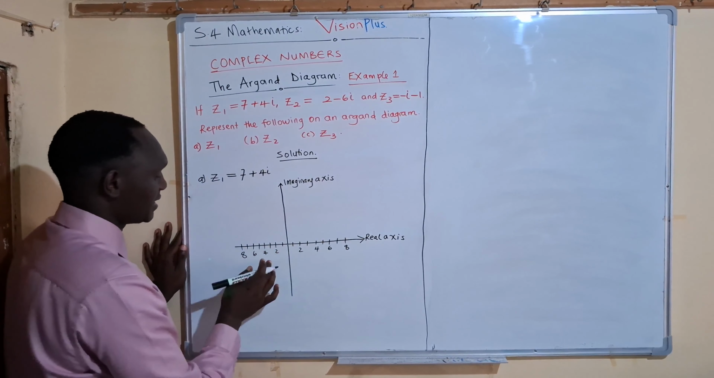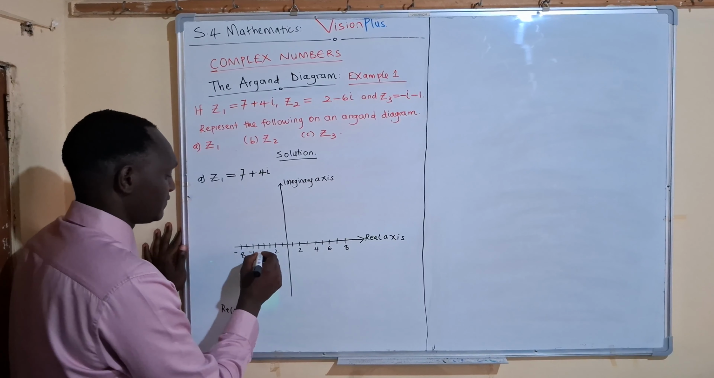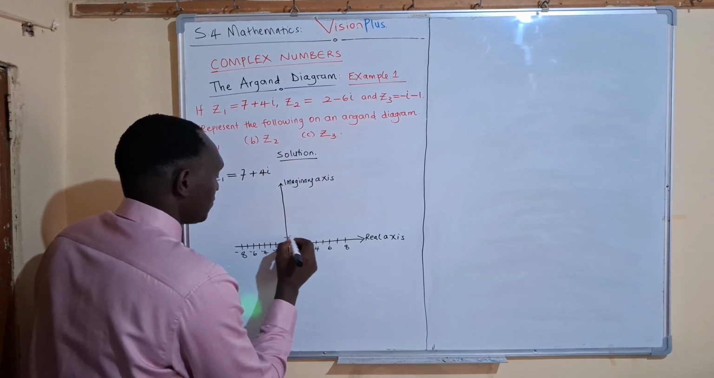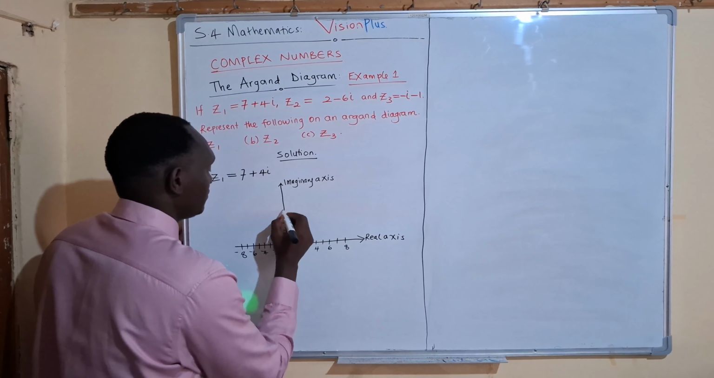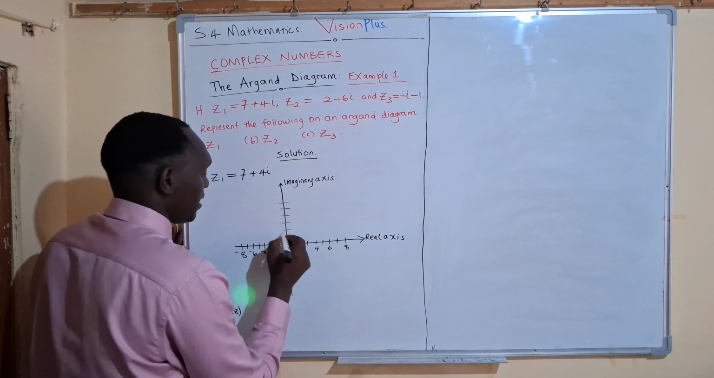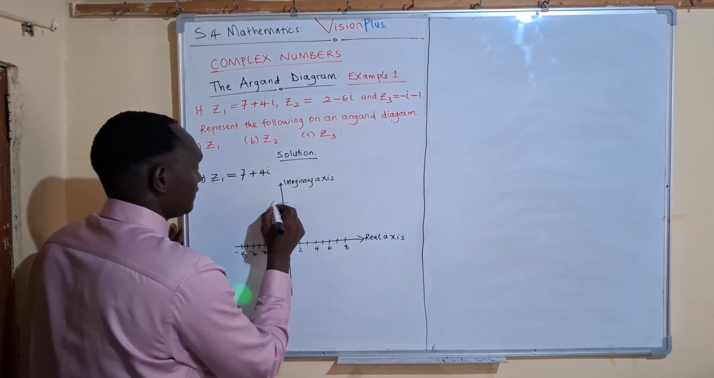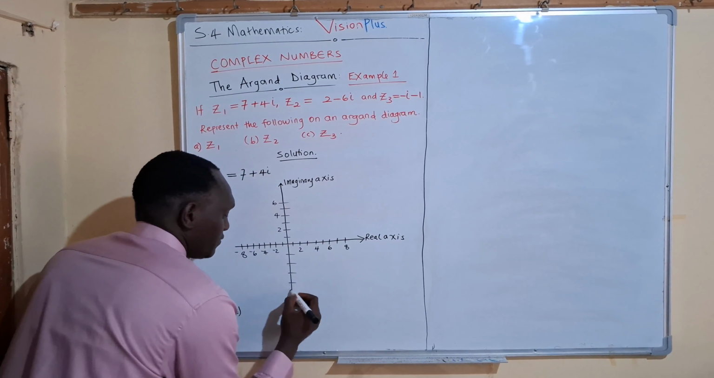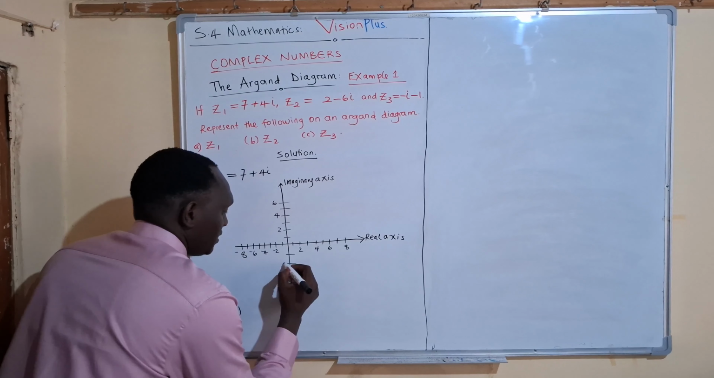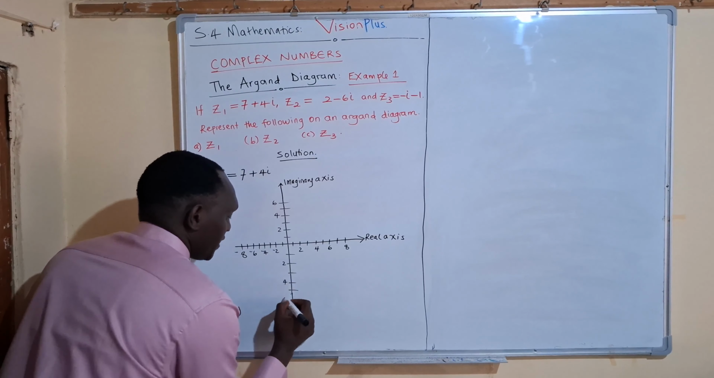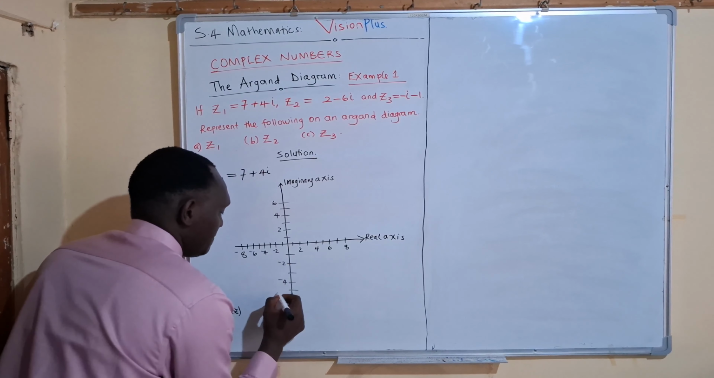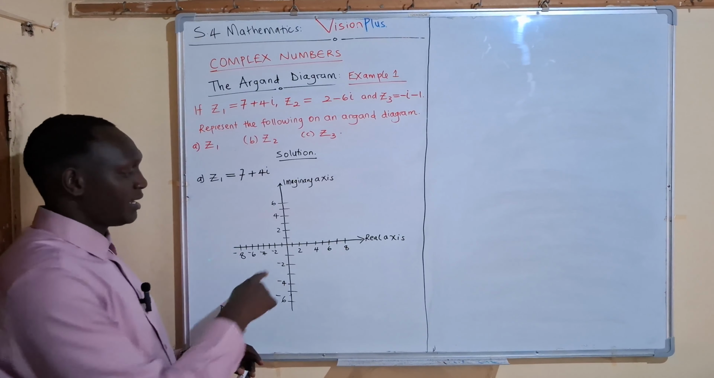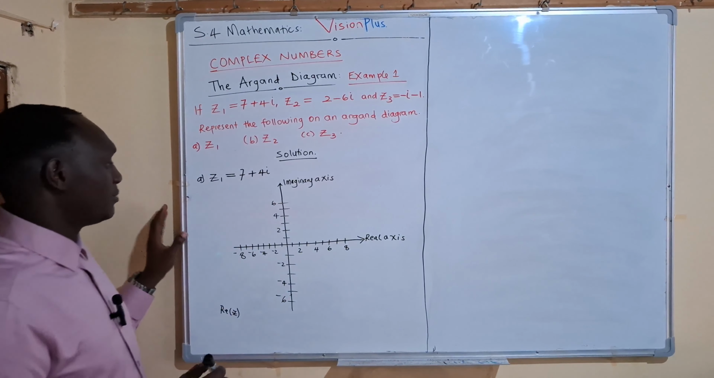But remember, the numbers on this side are negative. This is negative, this is negative, this is negative. And then you also come and mark up here 1, 2, 3, 4, 5, 6. And then you also come and mark down here, negative 1, negative 2, 3, 4, 5, 6. This side also the numbers are negative. Now we have drawn our axis, which is the complex plane, and we have put the scale.